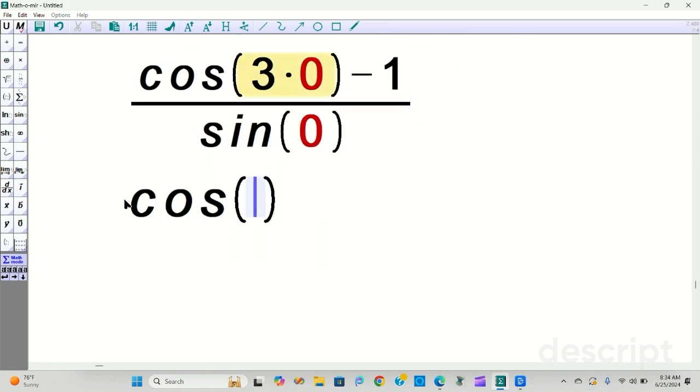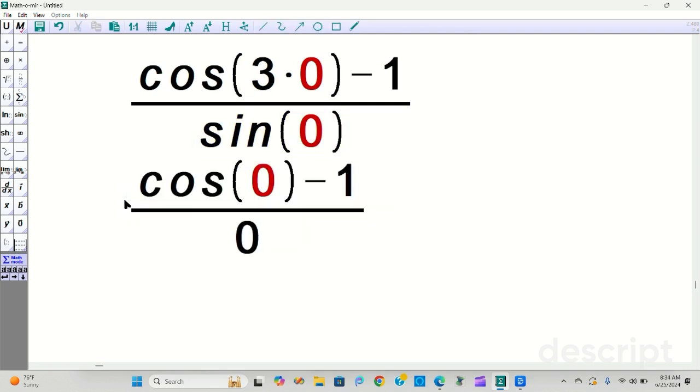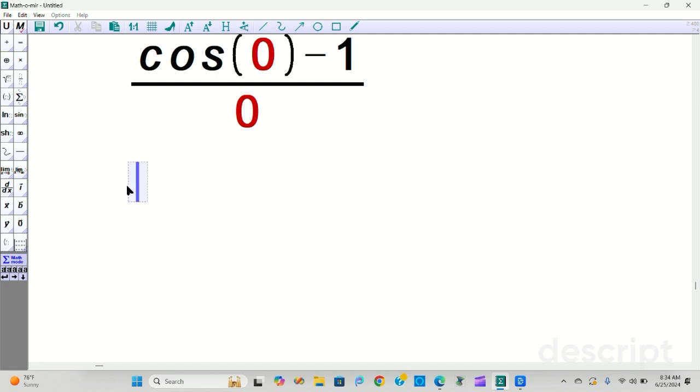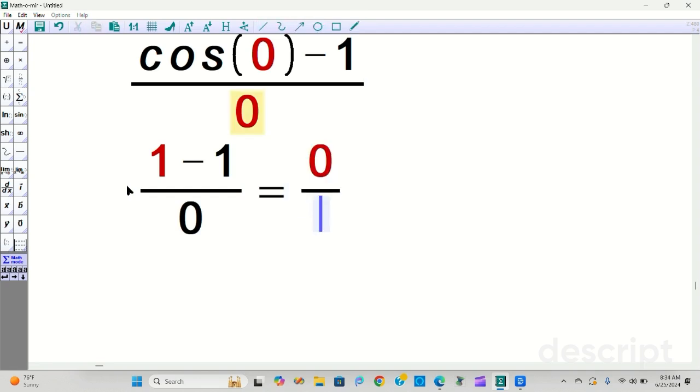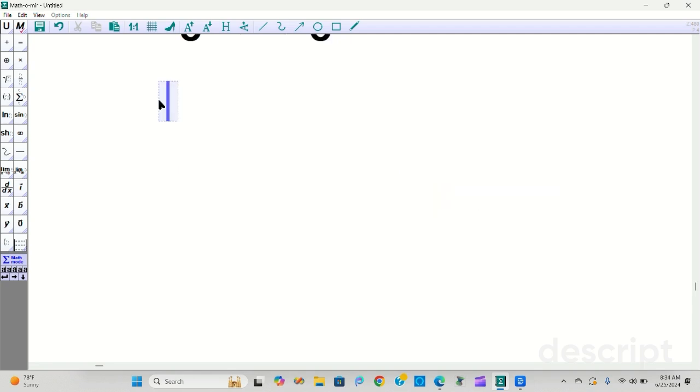See what you get from this. You're going to have cosine, now 3 times 0 is 0, minus 1, and in the bottom, sine of 0 is still 0. So you're going to end up with 1 minus 1 over 0. That's going to give you 0 over 0, which is indeterminate, doesn't exist. So we're going to use L'Hopital here.